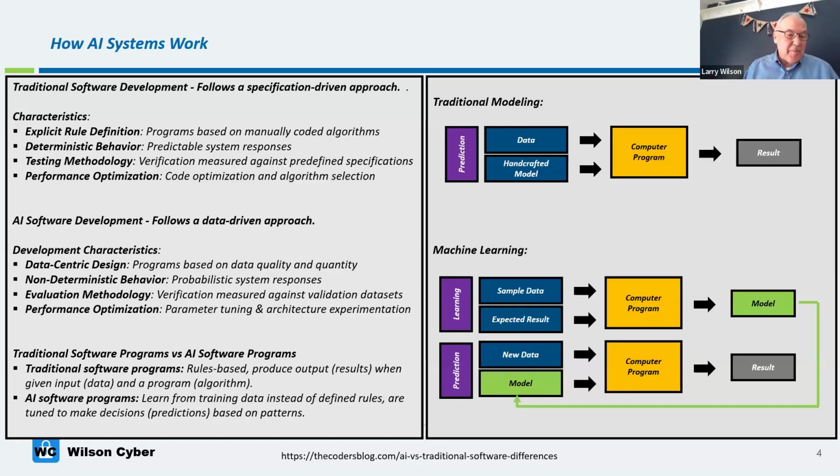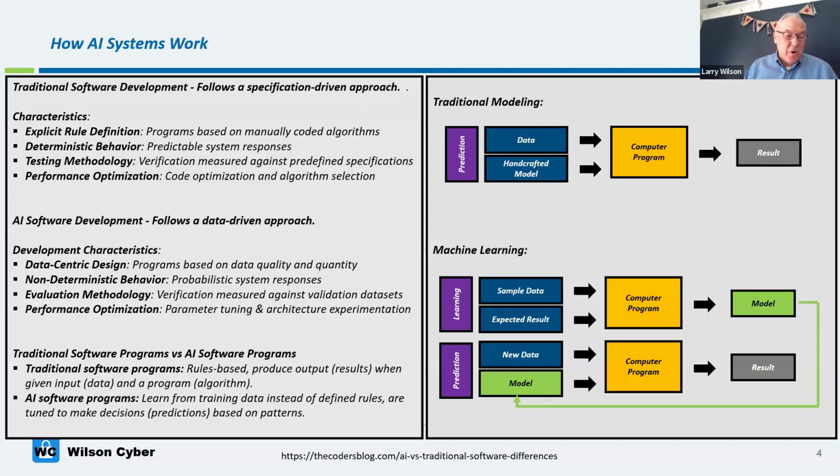When we talk about AI software development, it follows a data-driven approach versus a specification-driven approach. The development characteristics: data-centric design, programs based on data. Non-deterministic behavior: the outcome is not predictable. The outcome is now probabilistic based on system responses. We have an evaluation methodology. We measure against these validation data sets. And performance optimization: we tune the parameters of the model as well as the architecture to get it to where we want it to deliver the model so it acts within the allowable safety factor of the outcome that we're looking for. And then we could go ahead and deploy it once we've reached that particular state.